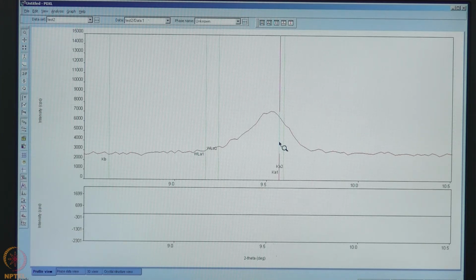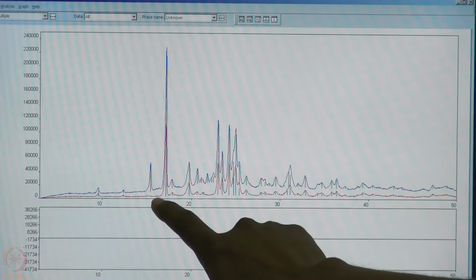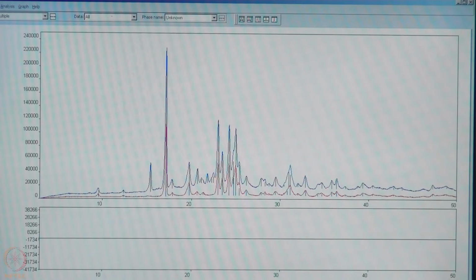So, if we had not put the K beta filter, we would have got another peak corresponding to K beta radiation, and the pattern would become more messy. So, here on the screen what we are now seeing are two diffraction patterns. One is displayed as red, the other one is displayed as blue. The red one is with a nickel filter installed before the detector, and the blue one is without the nickel filter placed in front of the diffracted beam.